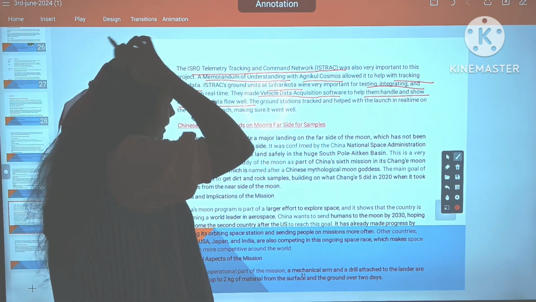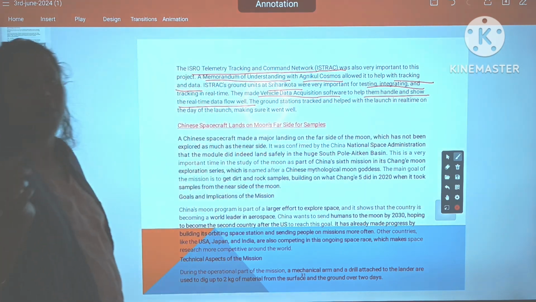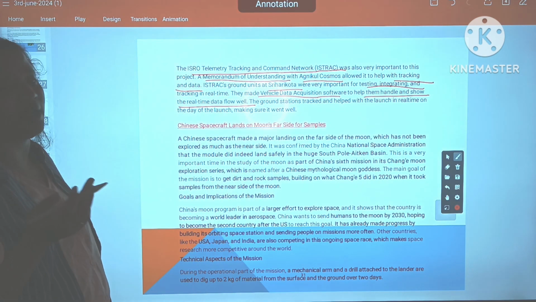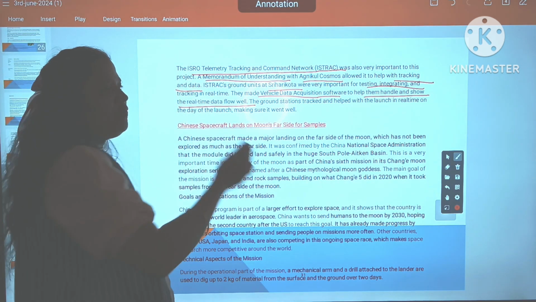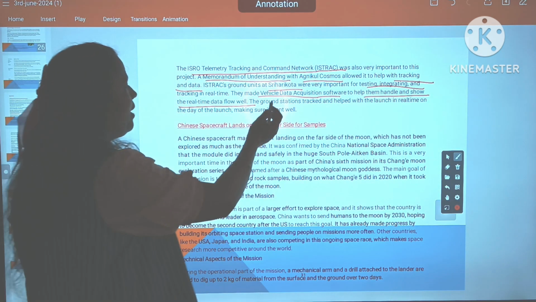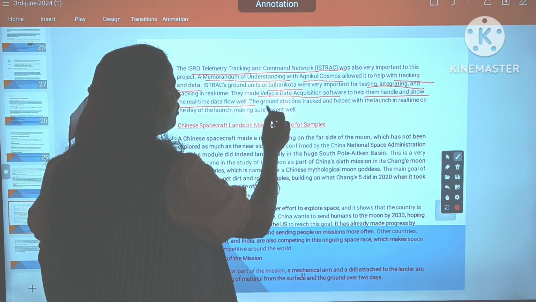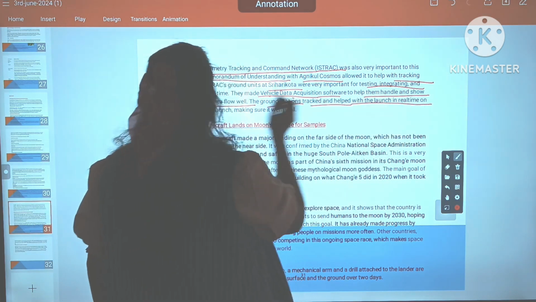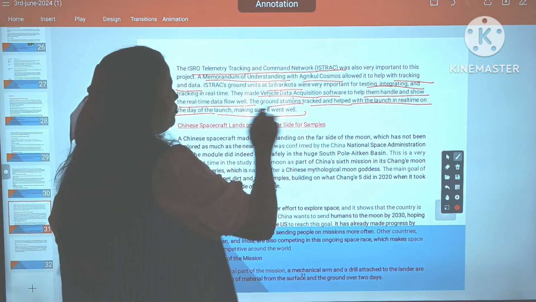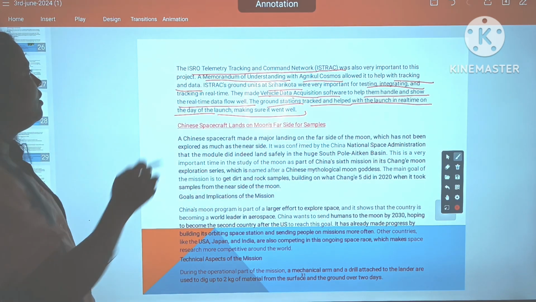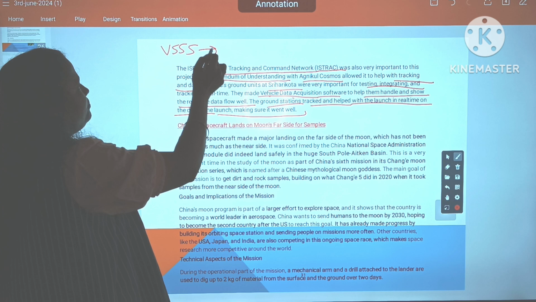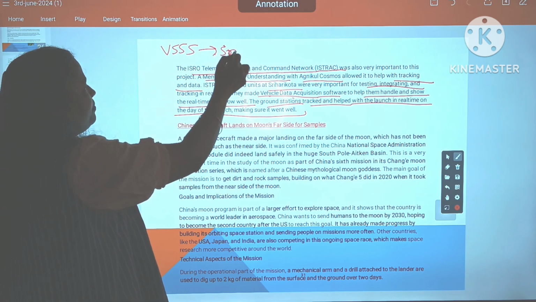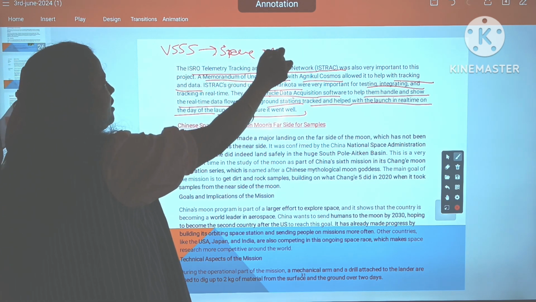And vehicle data acquisition software is like ATC. They can see how the flight is going, where it is moving. They can see it from their system. In the same way, with vehicle data acquisition software, ground stations tracked and helped with the launch in real time, making sure it went well on the day of launch. Okay. So the Vikram Sarabhai Space Center helped a lot in our space missions. That is the meaning of this article.